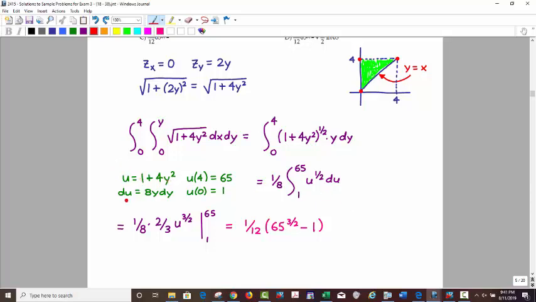So 1 plus 4y squared, which makes the du be 8y dy, so divide both sides by 8. That gives you 1/8 on the outside. Plug in 4, plug in 0. I'm changing my limits of integration. 1 plus 4 times 4 squared is 65. 1 plus 0 is 1. So it's 1/8, 1 to 65, u to the 1/2 du. The antiderivative of u to the 1/2 will be 2/3 u to the 3/2. 1/8 times 2/3 is 1/12, and then you have 65 to the 3/2 minus 1 to the 3/2, which is 1.